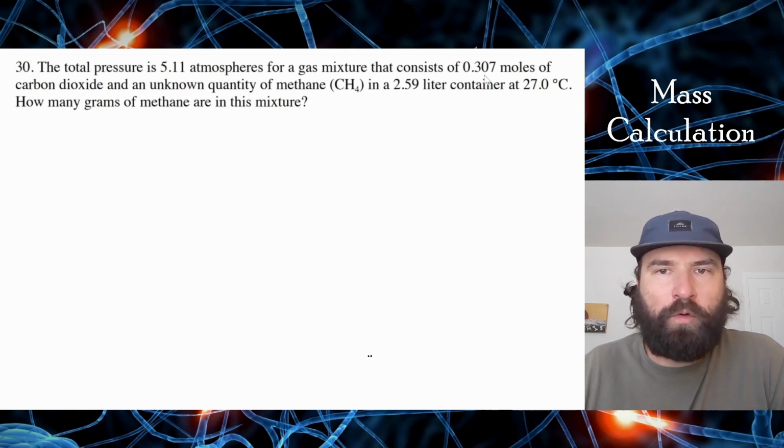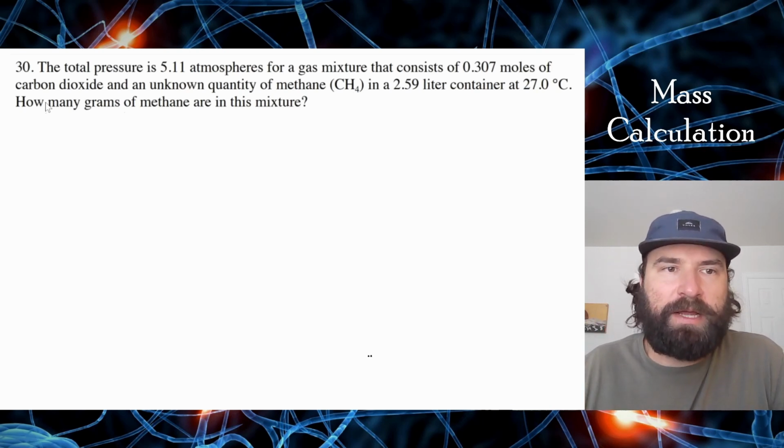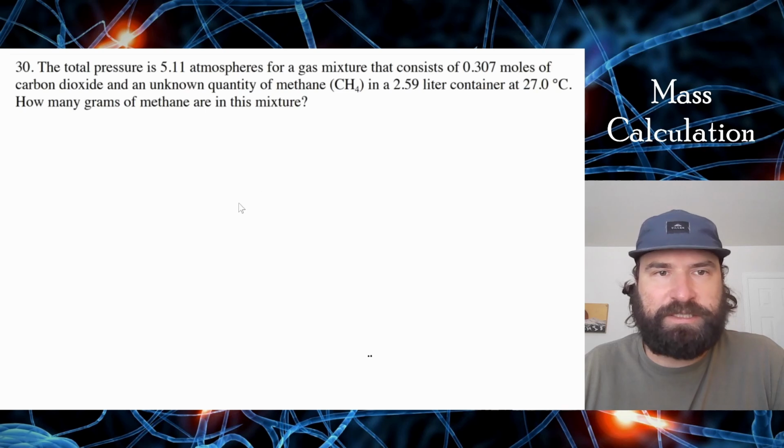And we're given the total moles in the container. It's a gas mixture, and we know how many moles of carbon dioxide. So if we figure out the moles of the gas mixture, we could subtract the moles of carbon dioxide to get the moles of methane. So first let's compute how many moles are in this entire system here.